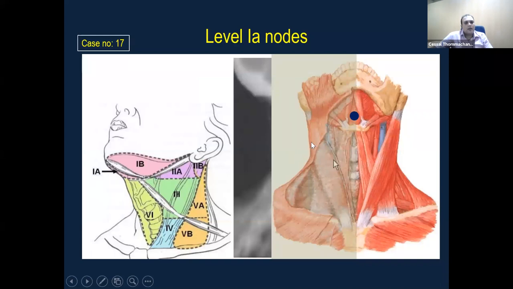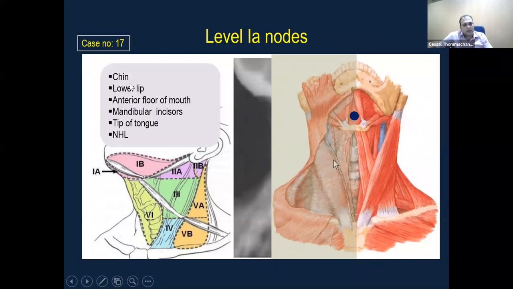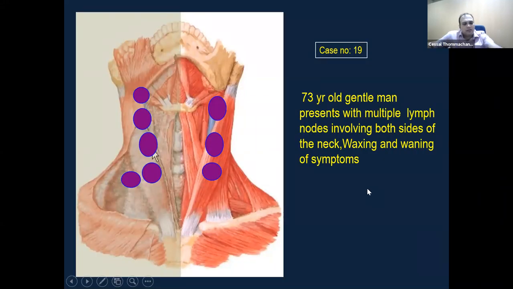In 1A, which I have also discussed, between the two heads of the anterior belly of the digastric, the drainage is mainly from the chin, lower lip, anterior floor of mouth, tip of the tongue, and mandibular incisors. All three can drain into 1A. This forms 1A. Then we will take a few clinical scenarios.